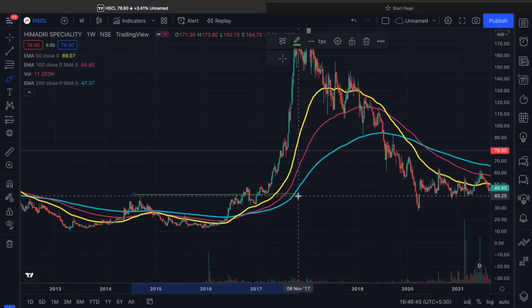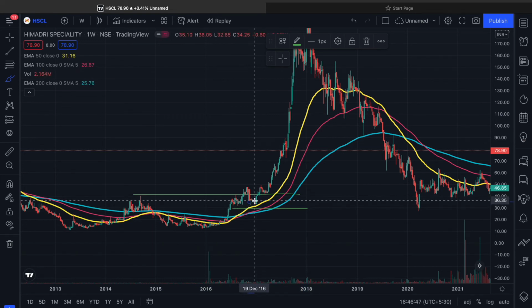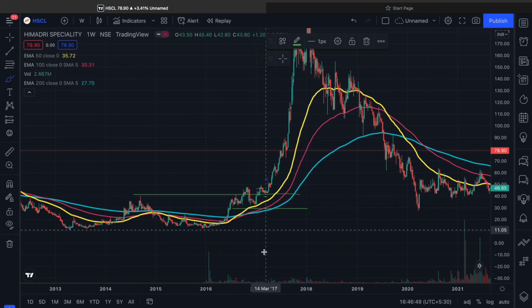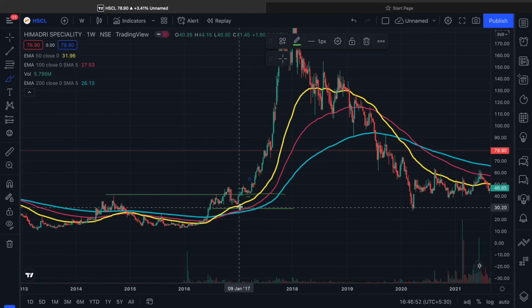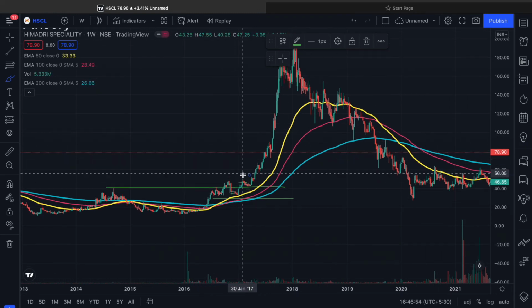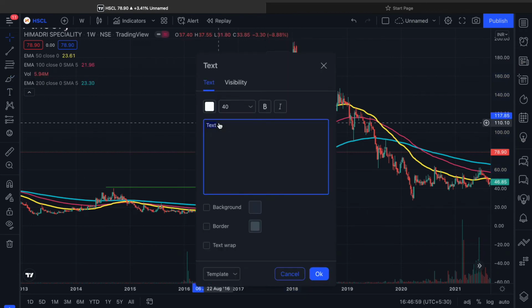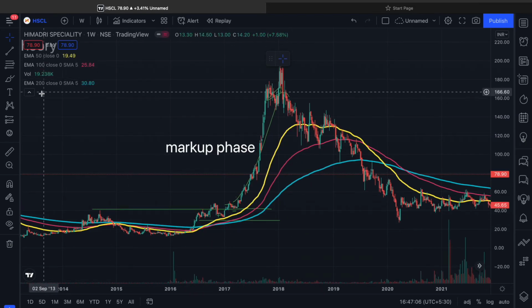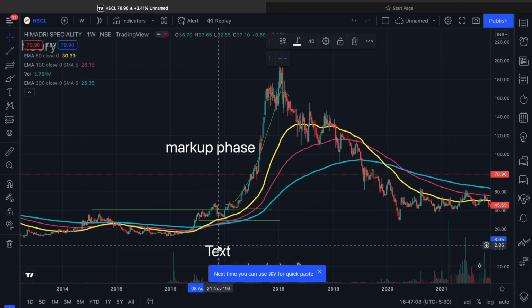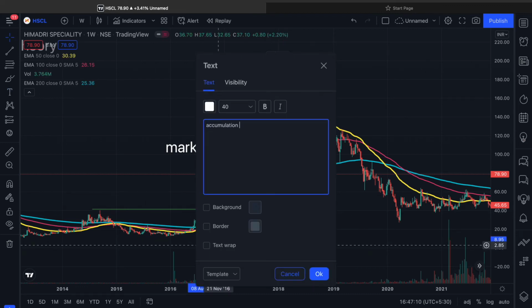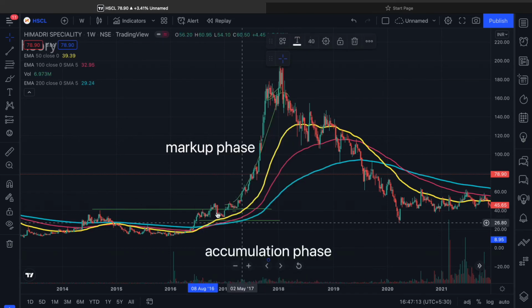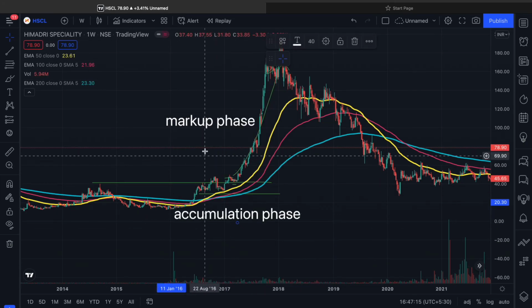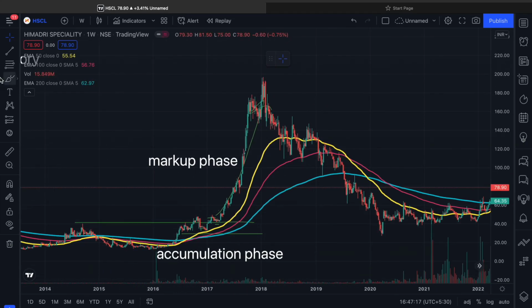So this is a fairly nice accumulation zone. You see higher low formation, you see higher high formation, you see some nice uptrend. Now the rally begins. So this is the markup phase, right? This is the markup phase. Now again, if I have to write it here, this is the accumulation phase, this is the markup phase, and then comes the distribution phase.